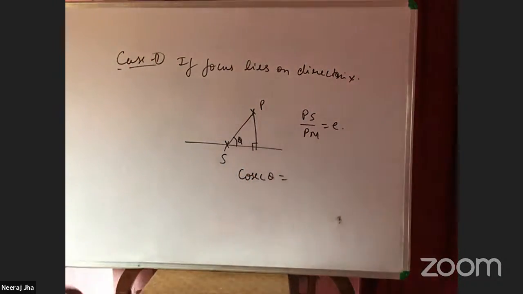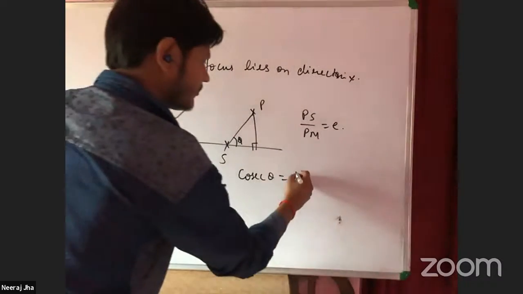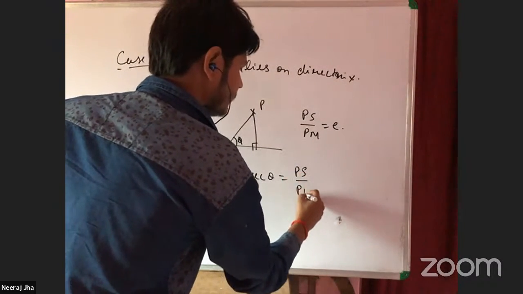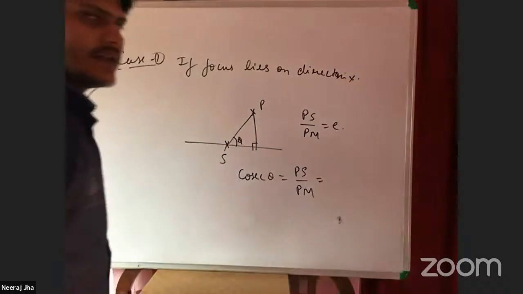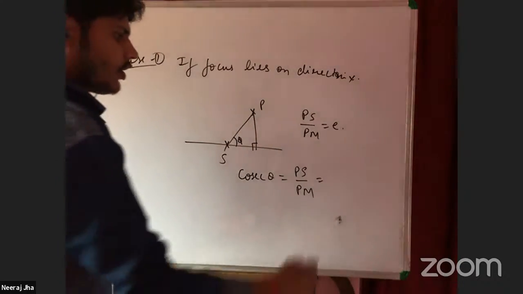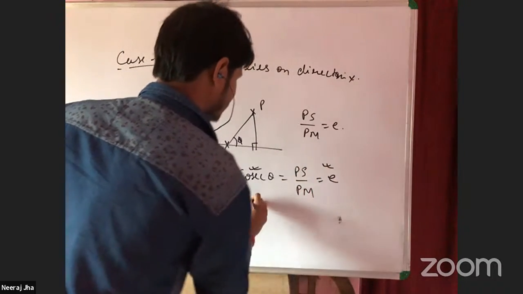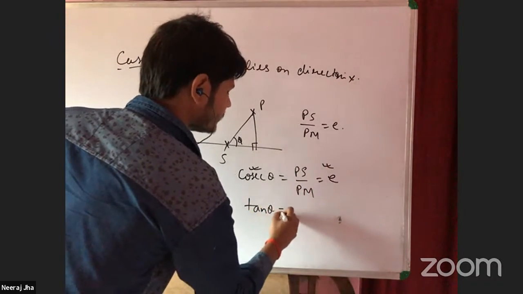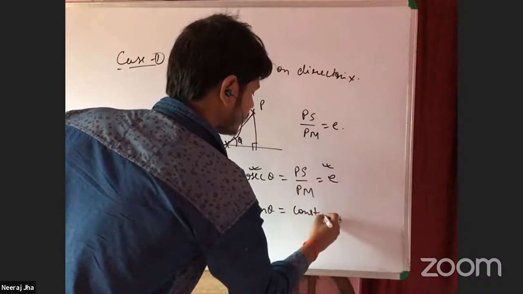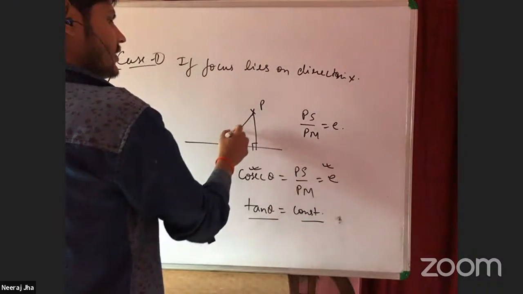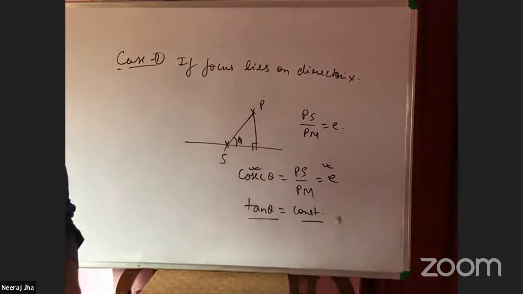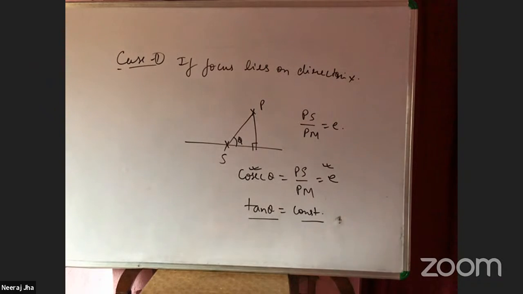What will be cosec theta? Sir, cosec theta will be hypotenuse upon perpendicular, that is PS upon PM. If it is PS upon PM, that means this is constant, which is eccentricity. Cosec theta is constant, implies tan theta will also be constant. If tan theta is constant, can you please tell me what may be the locus of point P?